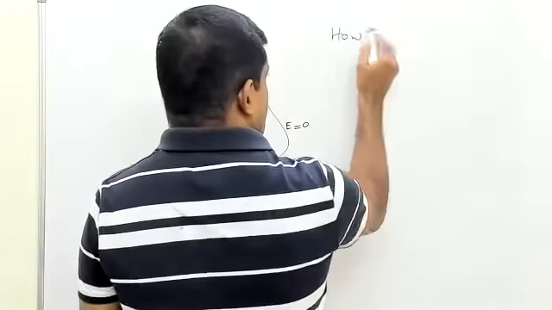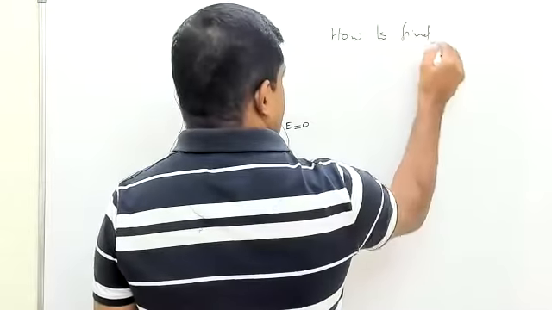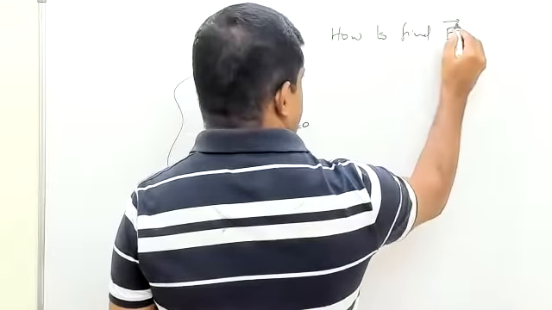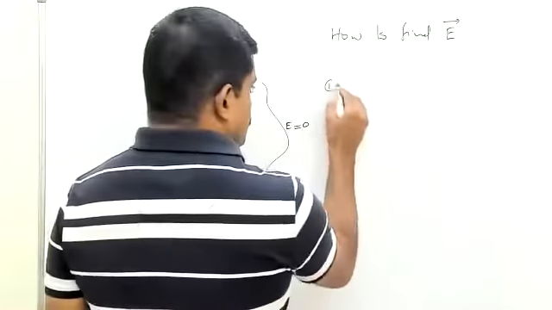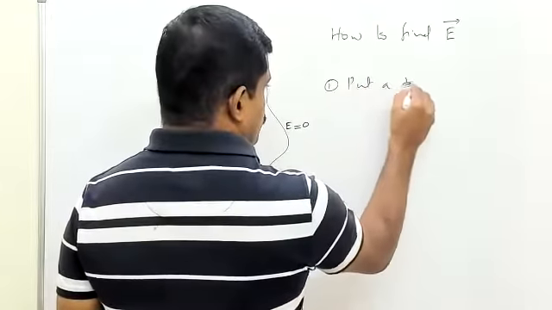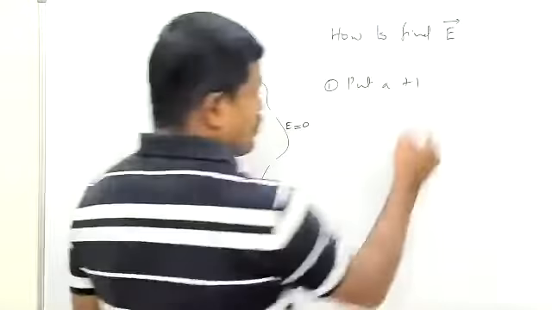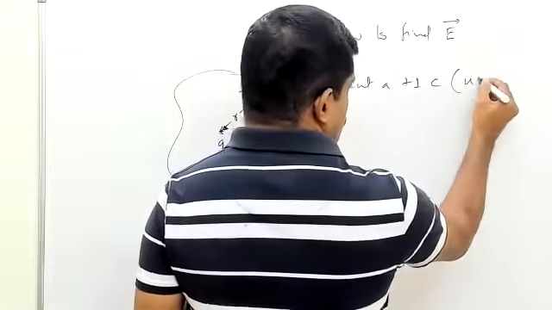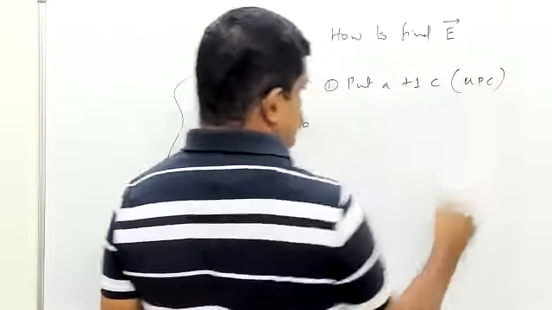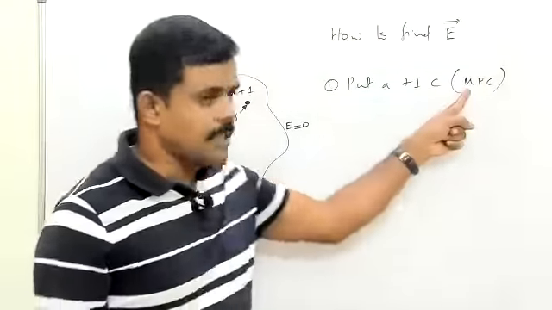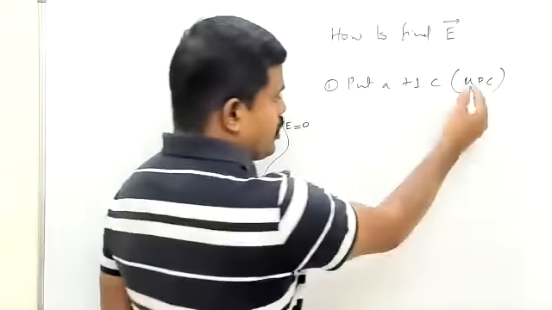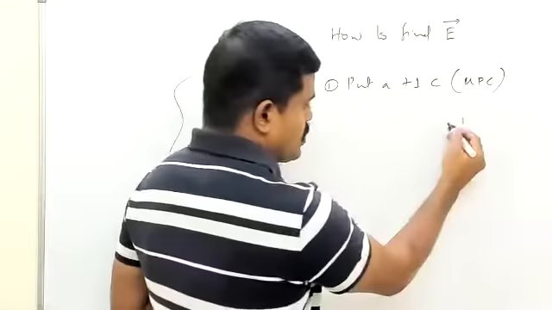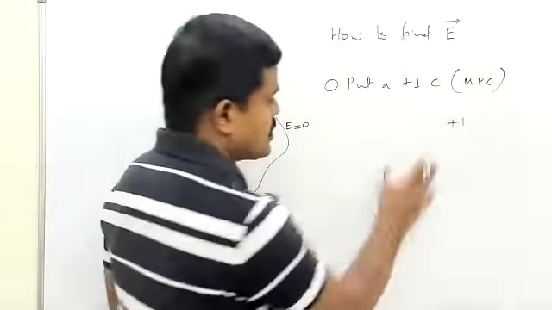I'll write the steps. How to find the electric field? Electric field is a vector quantity. Number 1, put a plus 1 coulomb. Plus 1 coulomb is also called UPC. UPC stands for unit positive charge. Unit means 1, positive means plus. This is called a test charge.